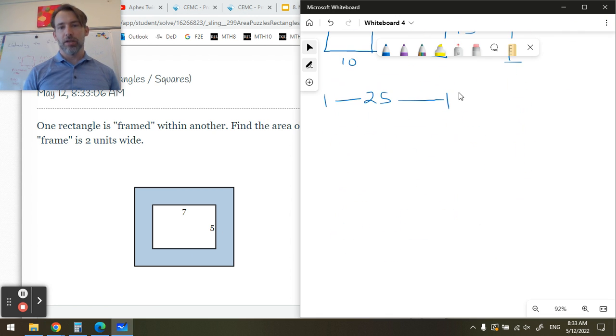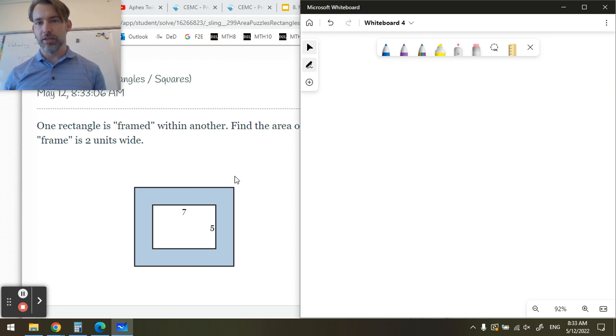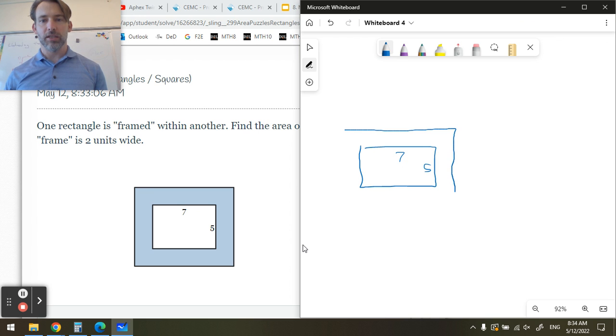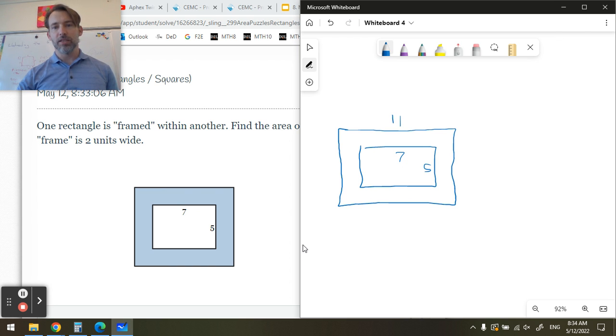Okay, so here, what I'm going to have is, copying out my diagram, a smaller rectangle in the middle. This is 7 by 5. And if the frame is 2 inches wide, it's going around 2 inches around the outside. And that would mean this is 11 long. Why is that big rectangle there 11 long? Because this is 2 and this is 2. So I need 7 plus 4, which is 11 there. And then how long is it on this side, the other side? Well, it'd be 5 plus 4, which is 9.